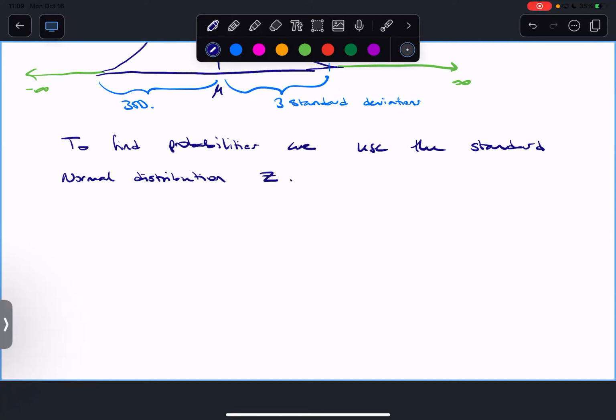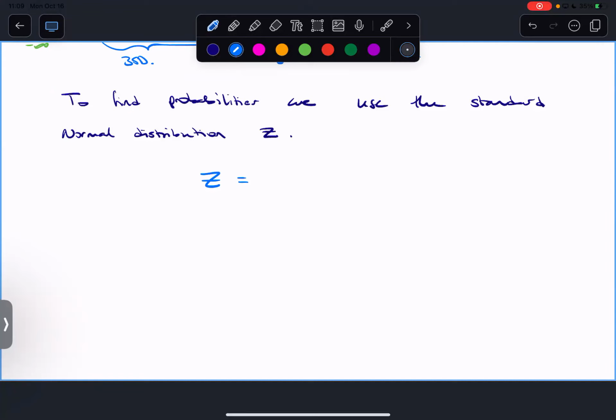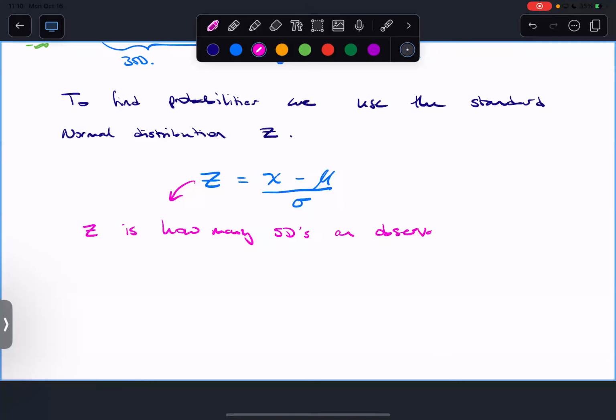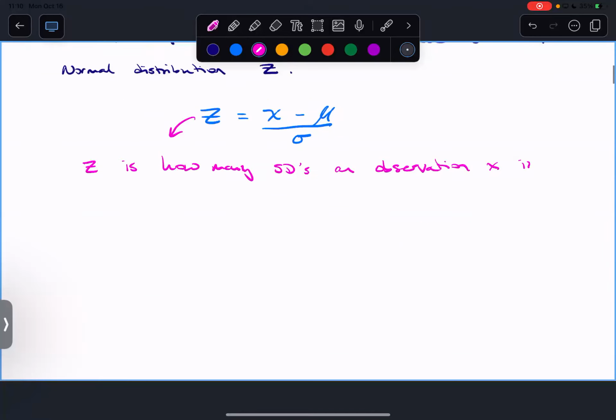Z. So then what we said was, okay, Z, we built up the formula for Z. Z is if I take some observation X and I subtract the mean and divide by the standard deviation, what am I finding? I'm finding how many standard deviations X is from mu, right? And so that's the definition of Z. Okay, so Z is how many standard deviations an observation X is from the mean, mu.